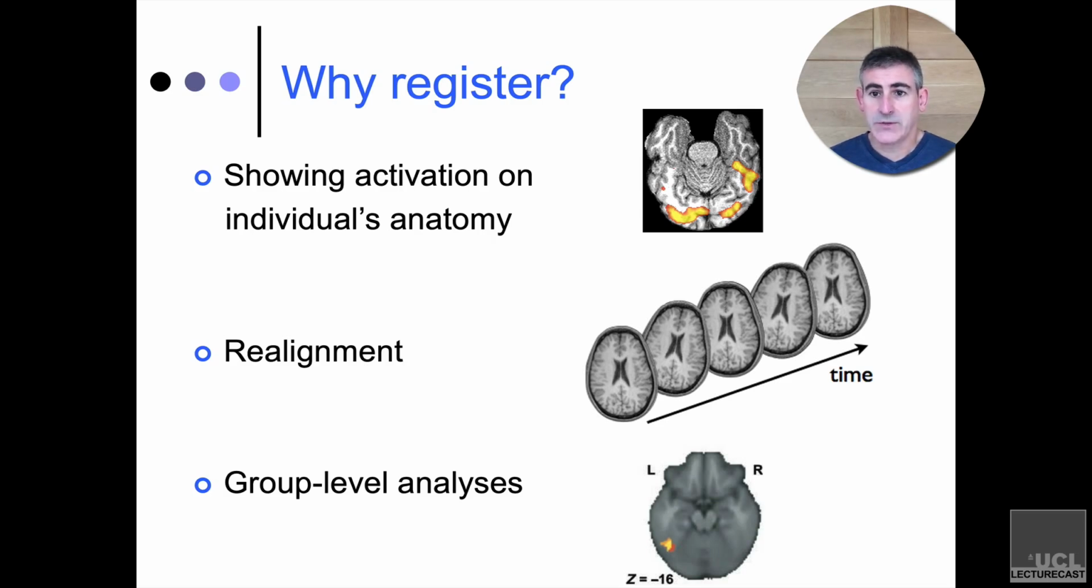It may be that we're just going to do it in a standard space so that we can show the activity on an individual's anatomy, but in a standard reference plane. So that is to say, where we make the sort of Cartesian coordinates that we use the same across individuals so that we can compare.